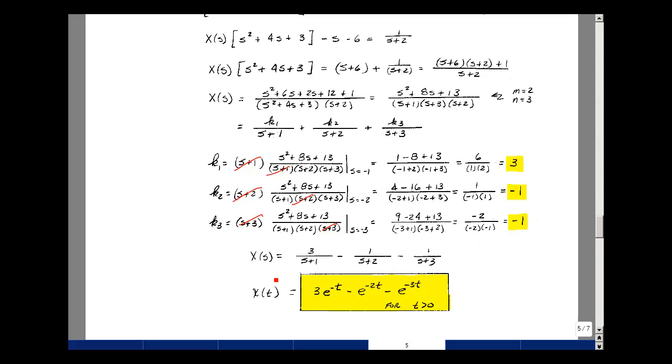So x of s then is equal to k1 over s plus 1, plus k2 over s plus 2, plus k3 over s plus 3, and that's equal to 3, minus 1, and minus 1. Taking the inverse Laplace transform of this using our table, this is just equal to 3 times e to the minus t, minus 1 times e to the minus 2t, and then minus 1 times e to the minus 3t, with the quantity times u of t, or just simply saying that t is greater than 0. And this is supplemental problem 9.6.